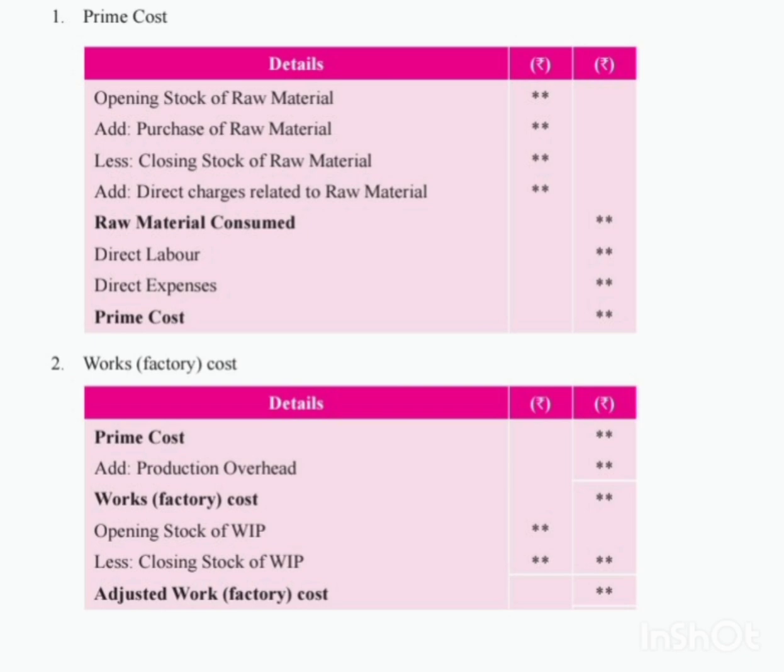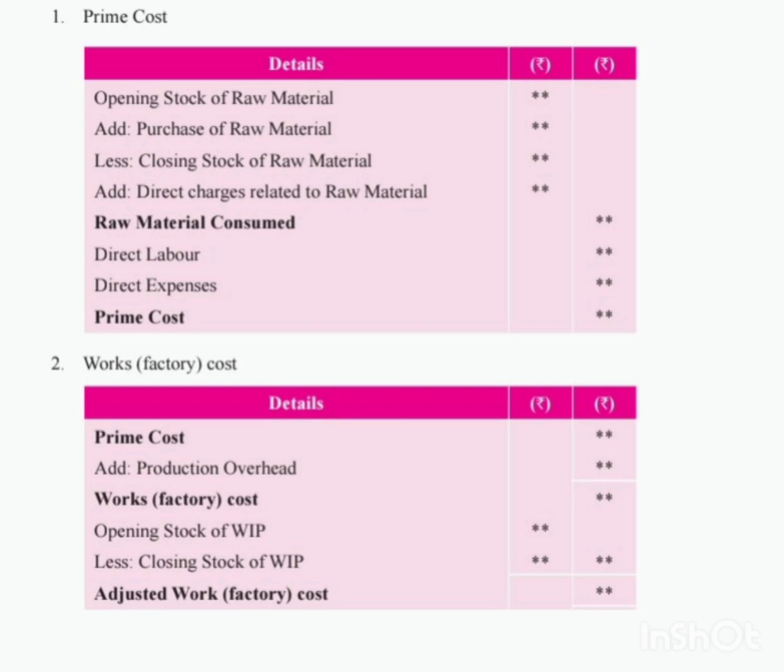So first we will find raw materials consumed by adding purchases to opening stock and deducting closing stock. Then we will get raw materials consumed. With this we will add direct labor and direct expenses, and we will arrive at prime cost.